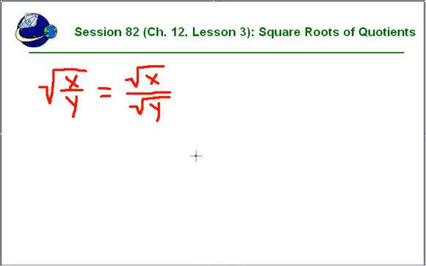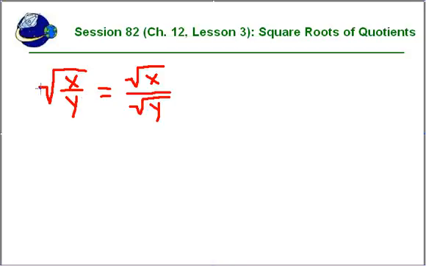Here in session 82, we're going to be addressing square roots of quotients. And if you remember, a quotient is a division problem. A quotient is an answer to a division problem. And remember, division in algebra is oftentimes written as a fraction, with the top number, the numerator, being divided by the bottom number, or your denominator.